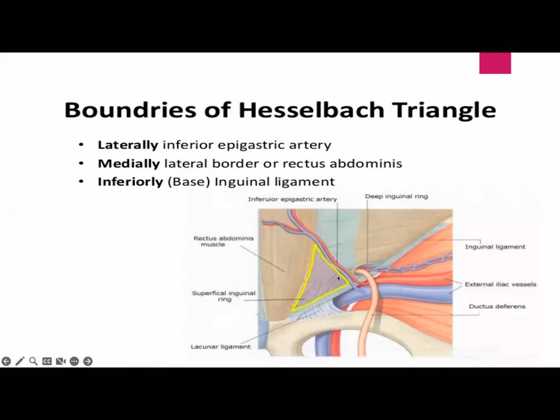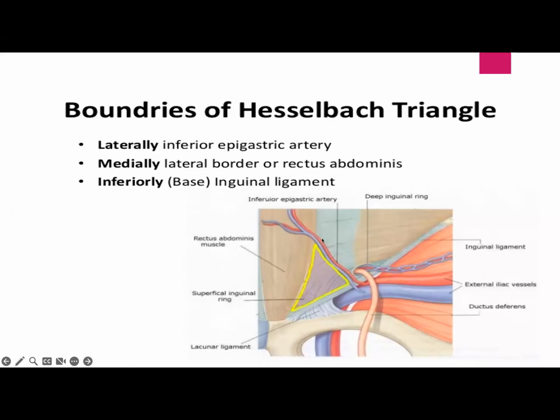So it's going to be over here in the Hesselbach triangle, okay? And the indirect inguinal hernias are going to be lateral to the inferior epigastric vessels. And as you can see over here, what do we have laterally? We have the deep inguinal ring.